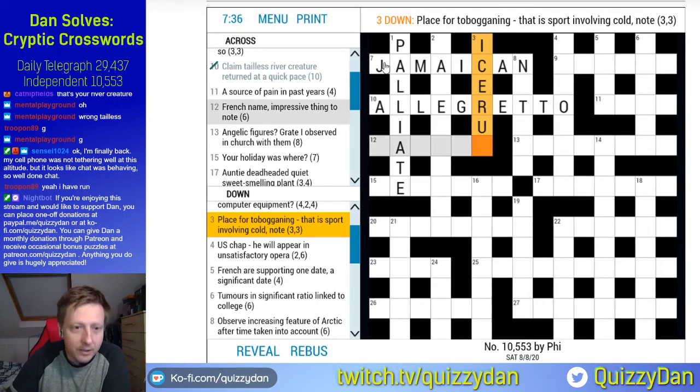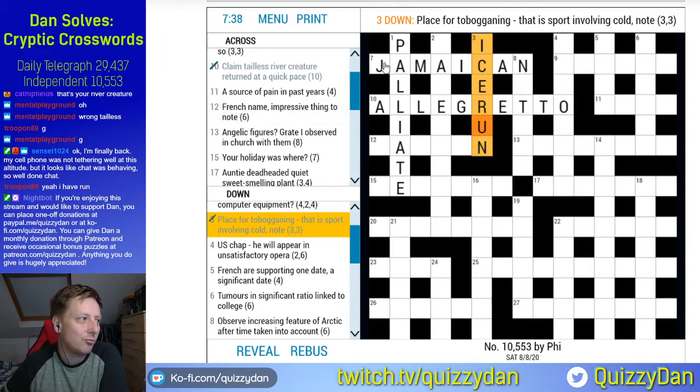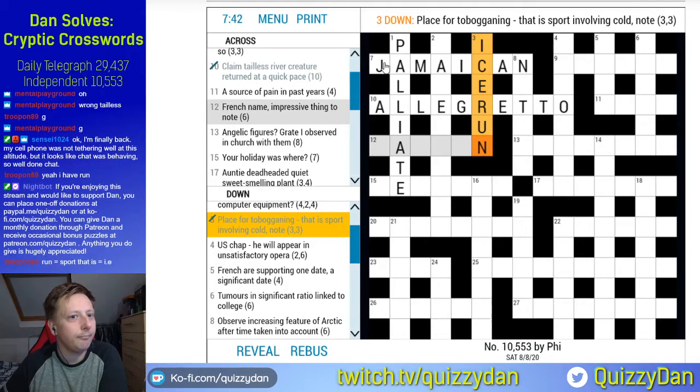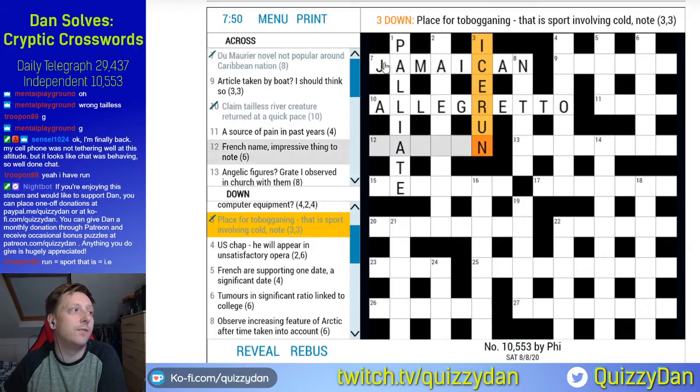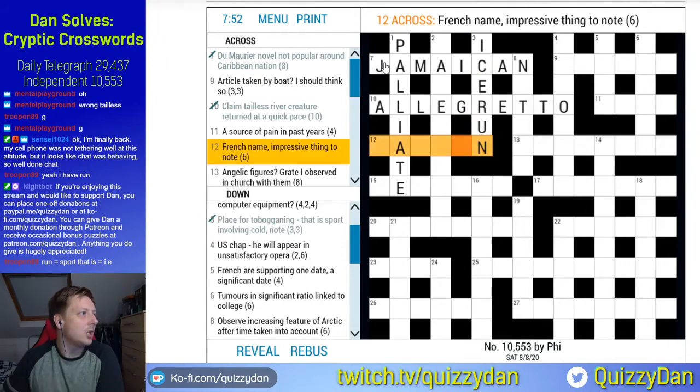Ice run. So people are thinking ice run, but where does run come from? I don't understand the run. Run equals sport. Okay. Fine. So it's IE run involving C. Thank you very much.